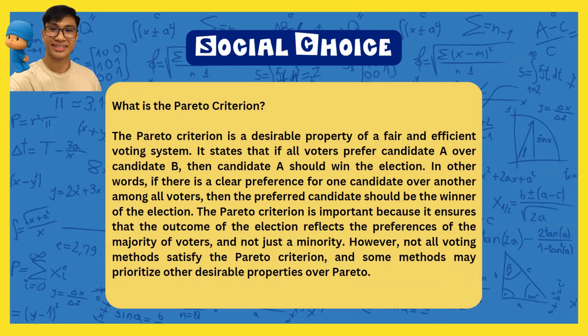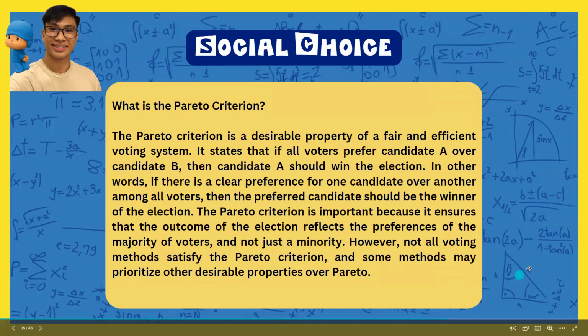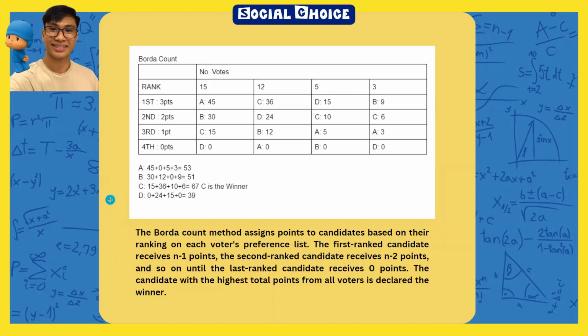The Pareto criterion is important because it ensures that the outcome of the election reflects the preferences of the majority of voters and not just a minority. However, not all voting methods satisfy the Pareto criterion, just like yung Condorcet method, and some methods may prioritize other desirable properties over Pareto. So our next method is actually the Borda count method. It assigns points to candidates based on their ranking on each voter's preference list.